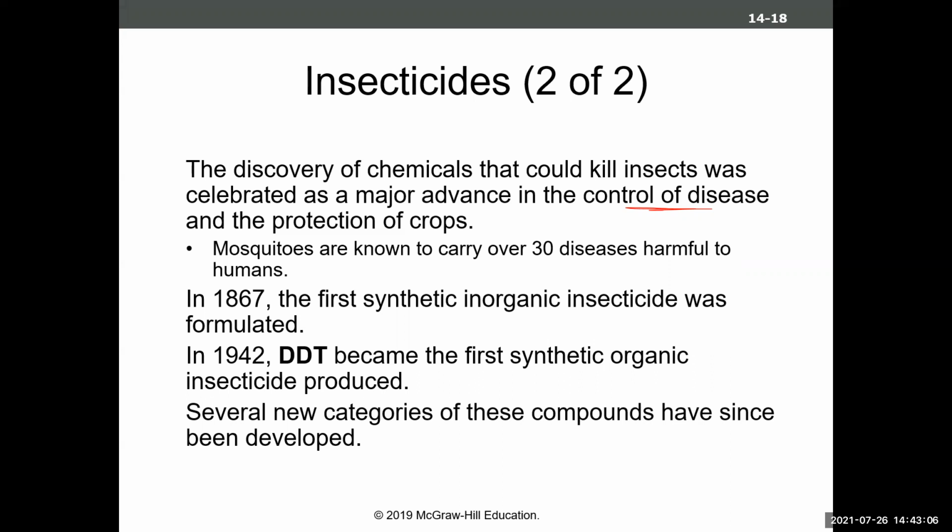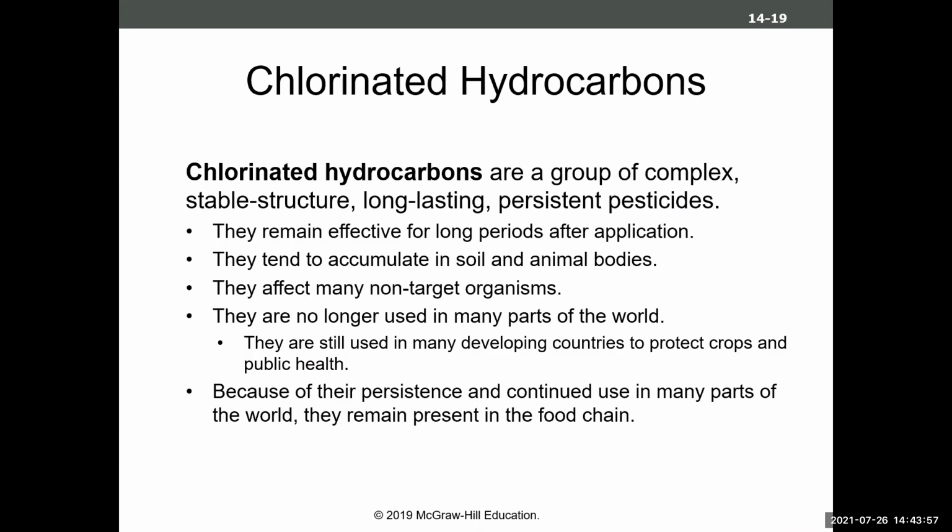In 1867, we have the production of the first synthetic inorganic insecticide. In 1942, DDT, which you probably have heard of, at least mentioned somewhere, I would assume, became the first synthetic organic insecticide produced. And there are a bunch of new categories that were produced, but DDT, the reason I say you might have heard of DDT is because it's actually banned now in a lot of places around the world, and is effectively not used anymore.